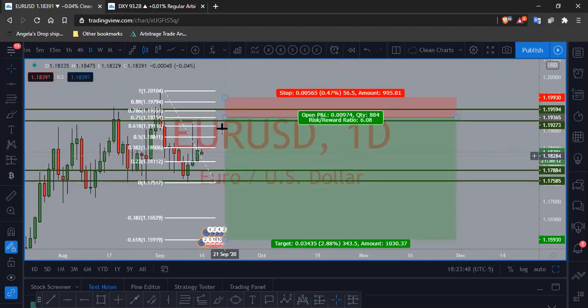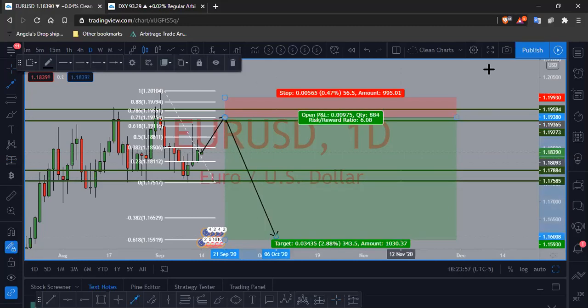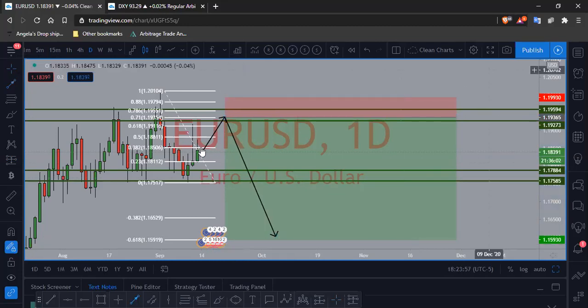So I'd want price to come up to the 71 fib, although I doubt this is going to happen, and then it'll drop to the 61.8. But again, I doubt this is going to happen because this candle right here is not telling me that price wants to go bullish, but we can potentially see that happening, right? So that's for the EURUSD.